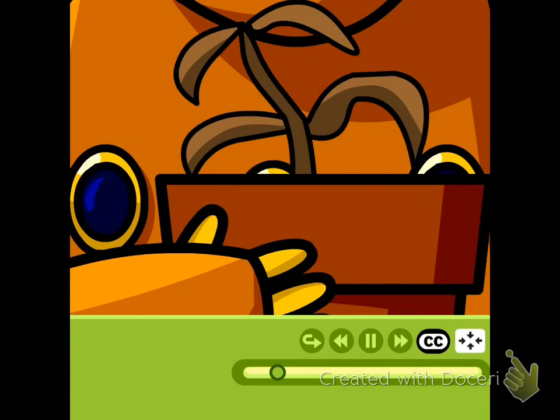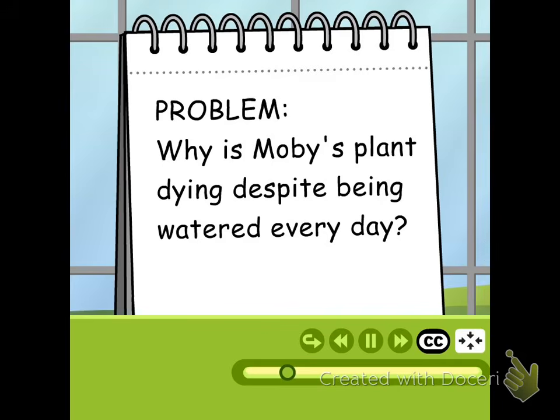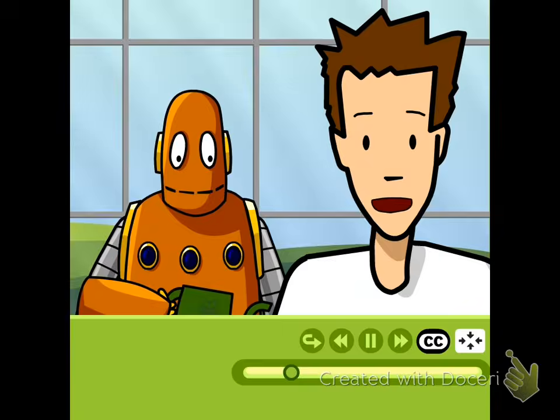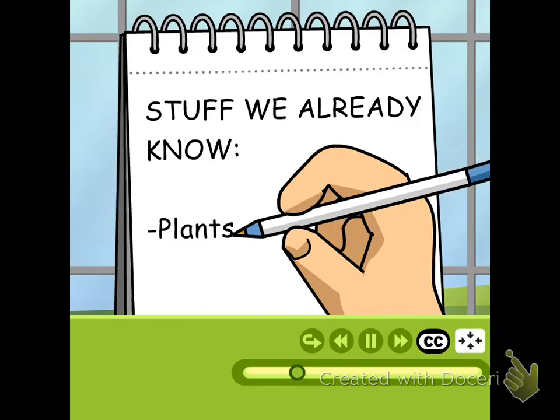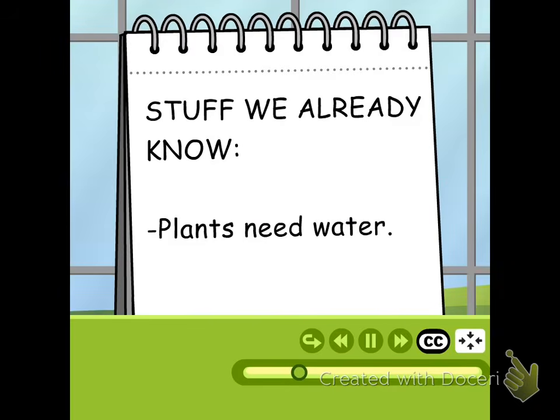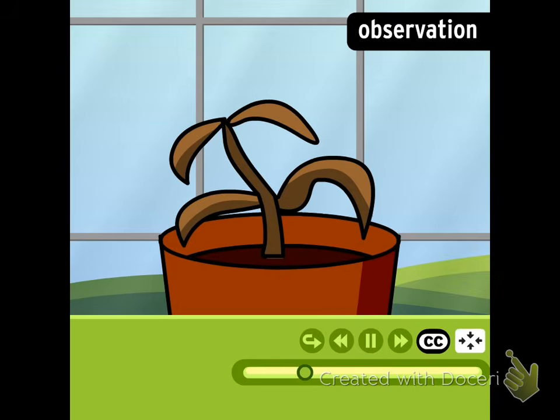Like Moby here. He seems to be having a problem with his plant. The first step in scientific problem solving is to recognize the problem. Right. The plant is dying even though it's getting water every day. Why? To solve this problem, we first need to understand what we already know. Okay, plants need water. What kind of plant is that? Fig tree, right. Now we need to make some observations about the plant.